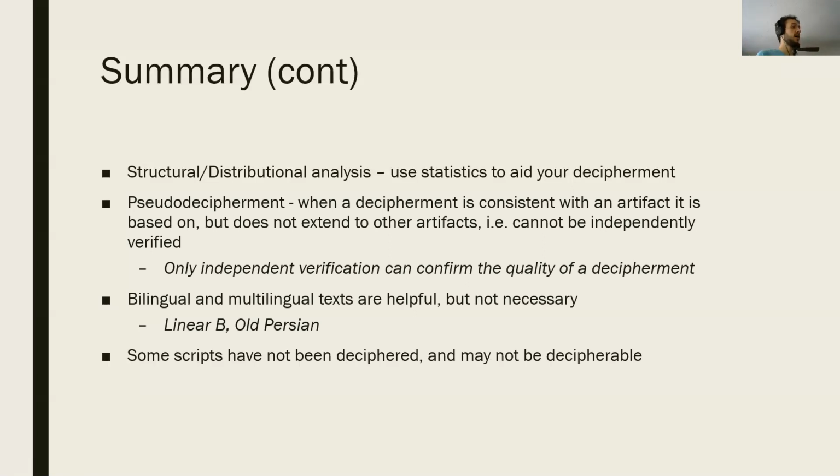And also, there are some scripts which, despite a great amount of work, have not been deciphered and may not even be decipherable because they may not satisfy the prerequisites which we talked about. These include Linear A, the ancestor of the Linear B script, the symbol system of the Indus Valley, and also the Phaistos disk, which may actually be a hoax. So it might be the case that there are some scripts which just can't be deciphered.